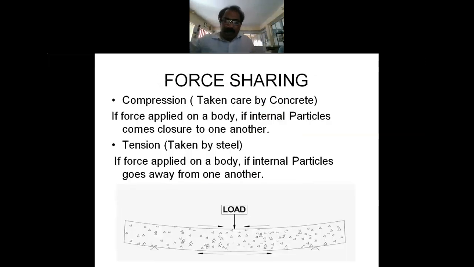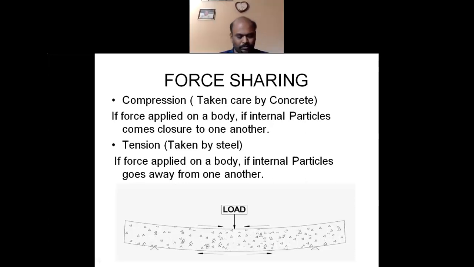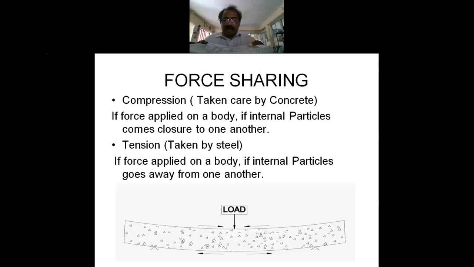Let us assume there is a concrete slab. These are all coarse aggregates. These are all fine aggregates and cement. There is no steel. Hope you can see this. I load it. It's a slab. I load it, it bends. Obviously, it bends.